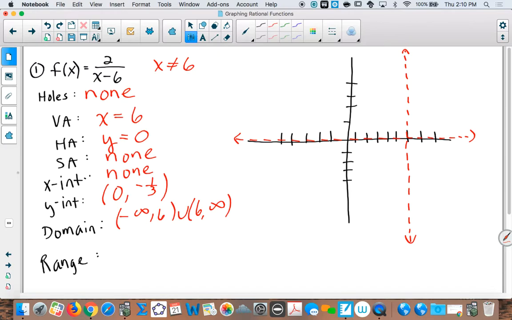Because then it wouldn't be a function. Then it would not be a function. Okay, so we're going to look at where the y-intercept is and see if that gives us any indication. Our y-intercept is (0, -1/3). So just plot it, as best you can.